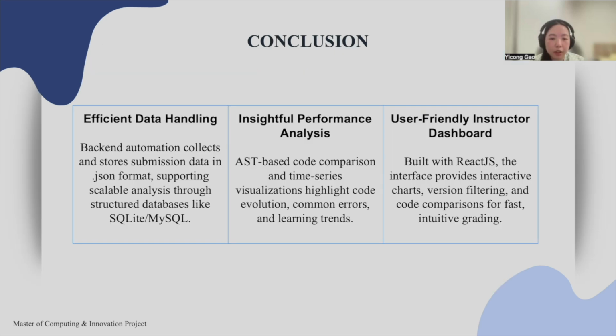To wrap up, our system tackles code submission challenges in large classes with 3 main features. First, efficient data handling, automating data collection and storage in JSON files and SQL databases. Second, performance analysis, using AST-based comparison and time series graphs to track student progress. And third, a user-friendly dashboard, built in React.js with interactive charts and side-by-side code reviews. Together, these features make grading faster, feedback clearer, and teaching more effective.